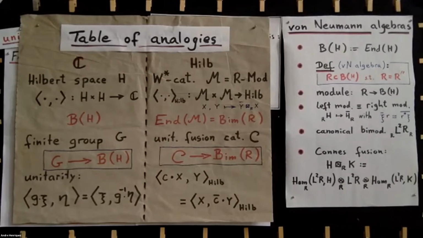Anyway, once you have that, you can look at the endomorphisms of M, which is the same thing as bimodules, and a map into the endomorphisms is a representation. And unitarity, which is that equation down there, holds in this sense here.